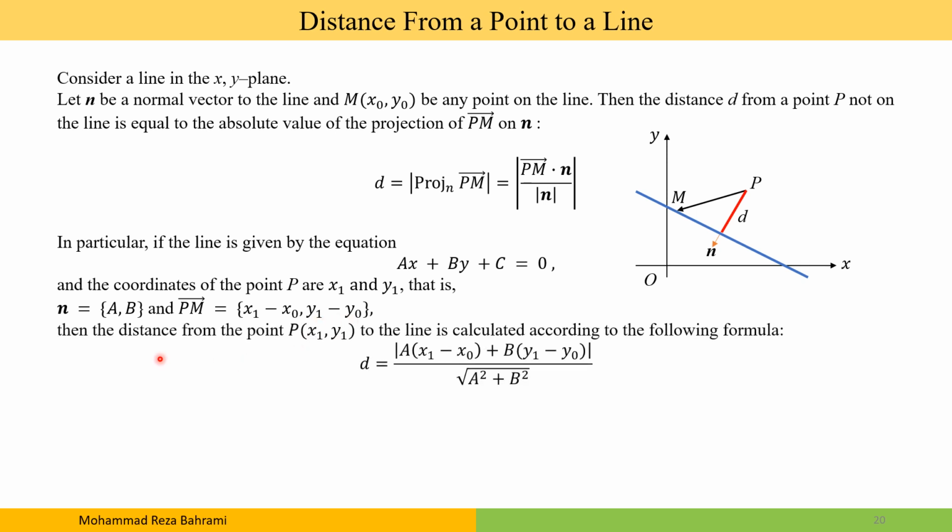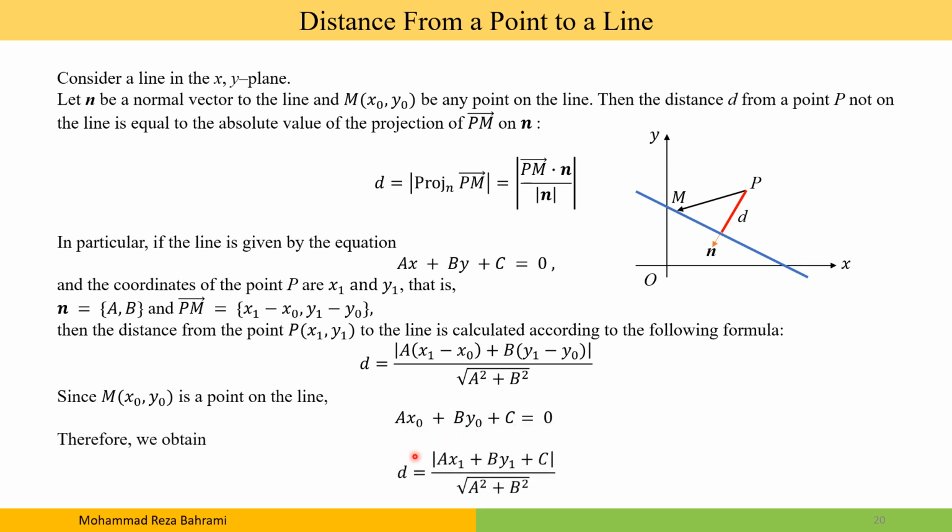So from here we can find the distance from the point P to the line and calculate it by this formula. So this one is the dot product of Pm and n, and this one is the norm of vector n. Since m with the coordinates x0 and y0 is a point on the line, we can substitute them here. So we get ax0 plus by0 plus c equals 0.